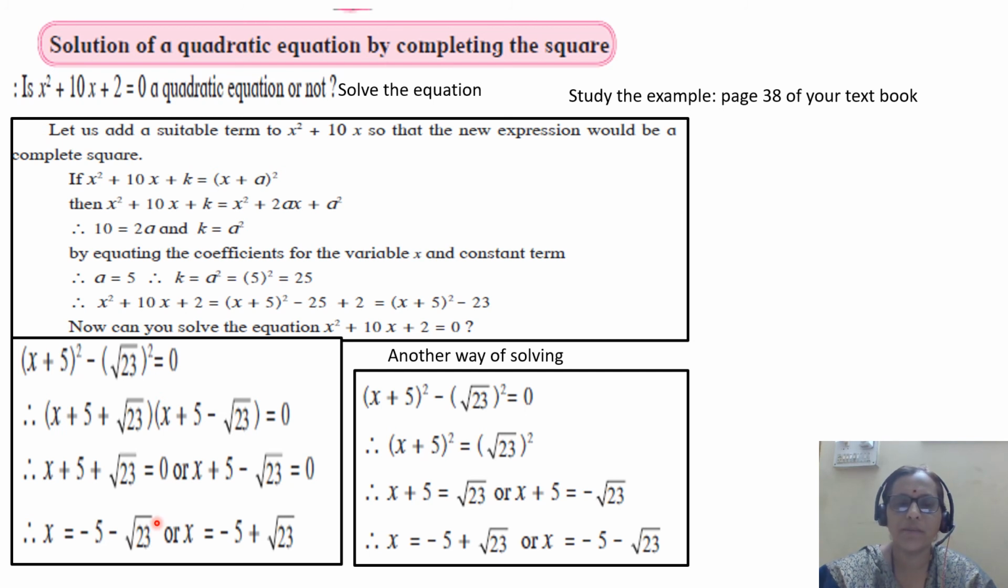You can solve it another way also, that is a² minus b² is equal to 0. So (x plus 5) whole square is equal to, transferring the number to the right side, (√23) whole square. So x plus 5 is equal to √23 or x plus 5 is equal to minus √23. So x is equal to, transferring this 5 to the right side, minus 5 plus √23 or x is equal to minus 5 minus √23.